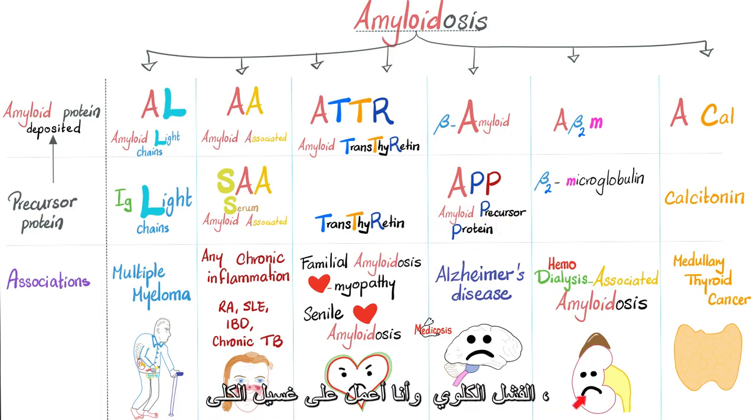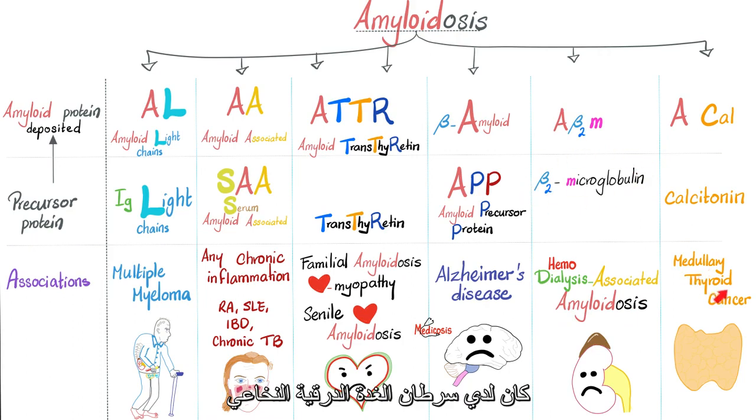If I have kidney failure and I am on hemodialysis, then I can get hemodialysis associated amyloidosis. Who's the protein getting deposited? It's the A beta 2 microglobulin. A stands for amyloid. Beta 2 microglobulin is beta 2 microglobulin, which we have talked about before.